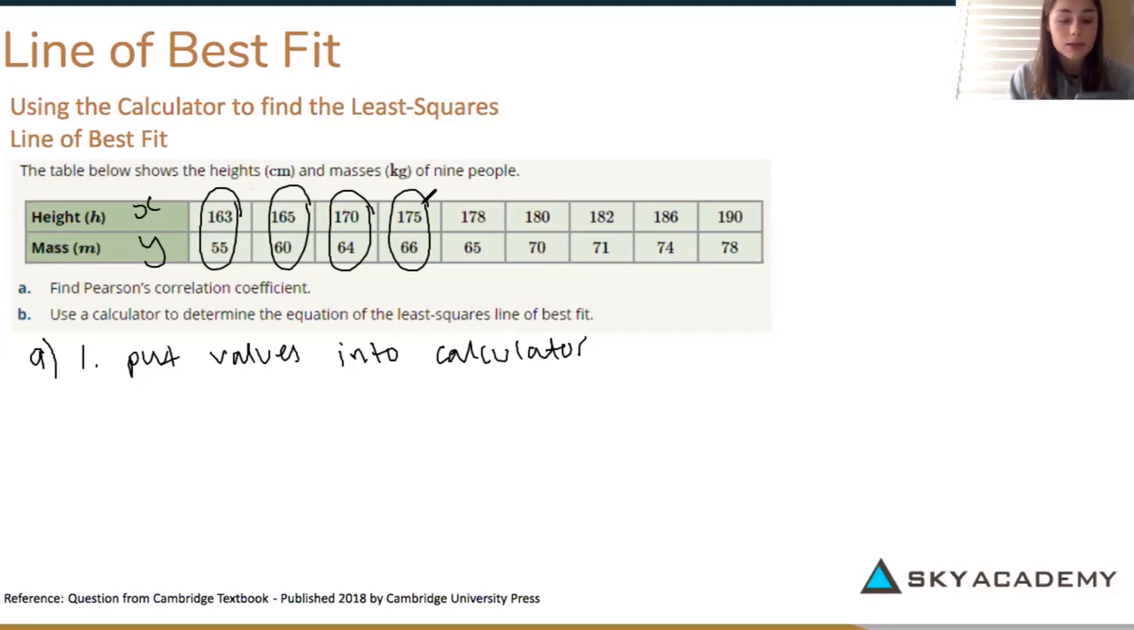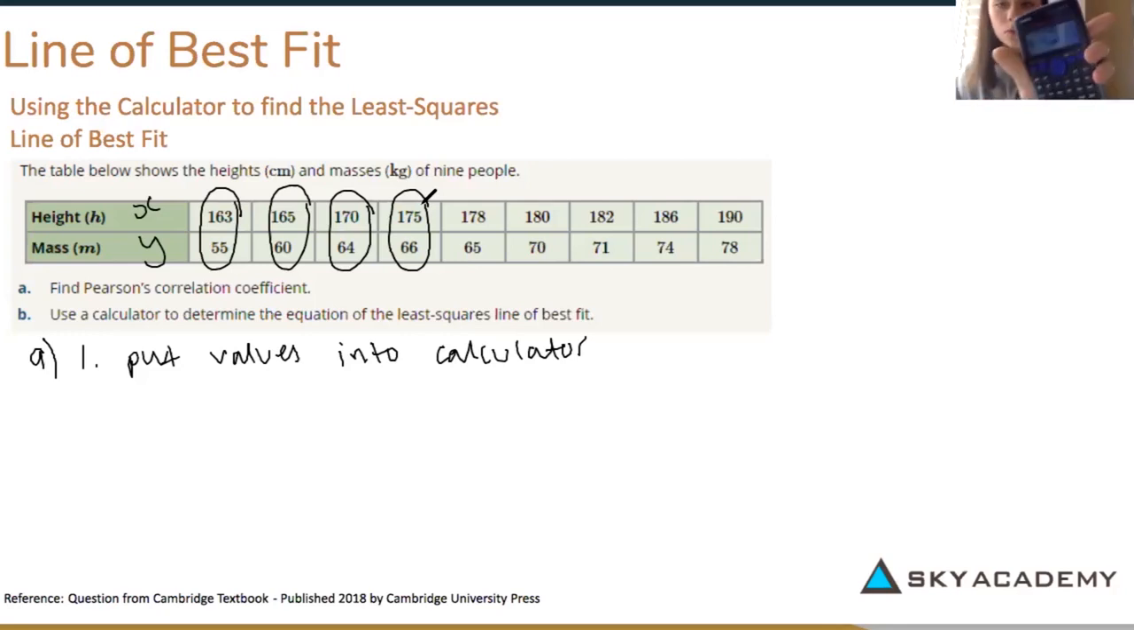We have 163, 165, 170, 175. So I'm just putting all the X values in, and then I'll go across and put all the Y values in. I'll check the X values as I put the Y values in to make sure that they match. So when I have 163 X, I have 55 Y. When I have 170 X, I have 64 Y. So it's a little tedious, but it gets the job done.